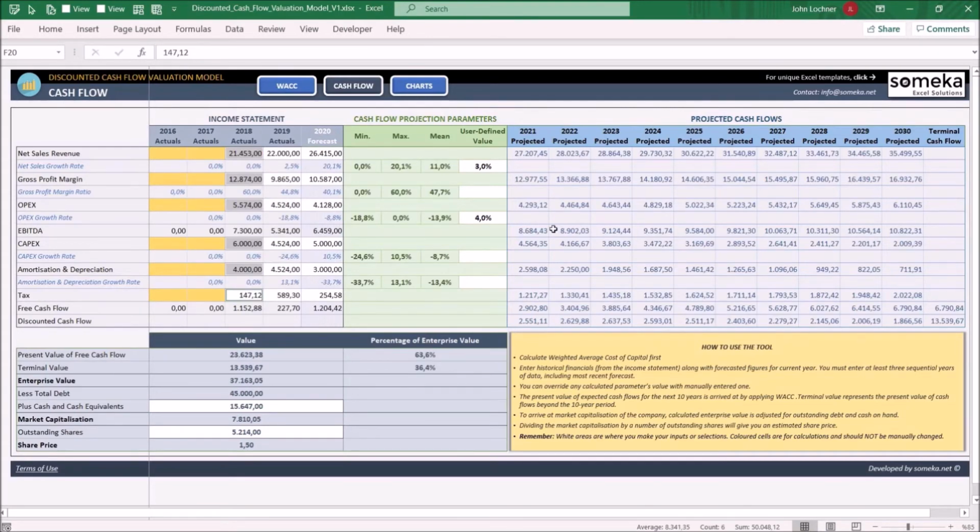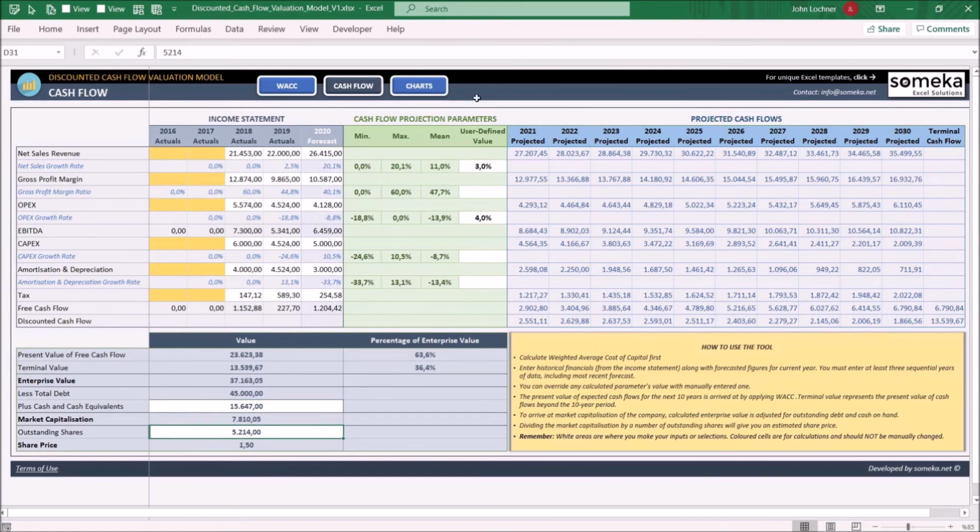As on the previous sheet, define your parameters if you have any. Once you set, your projected cash flows will appear year by year on the right-hand side. You may also check your other metrics from here. To calculate share price, enter the amount for plus cash and equivalents and the amount of outstanding shares.